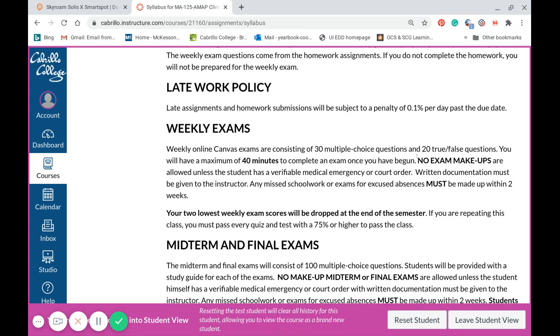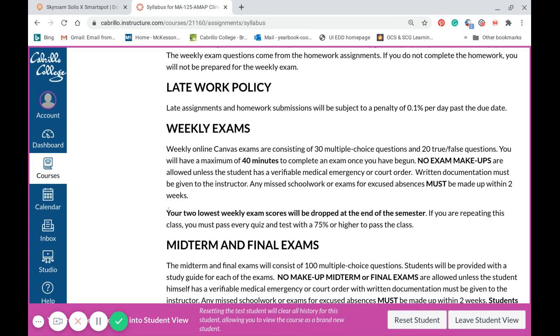No makeups unless you have a verifiable emergency or court order, or proof of why you were unable to take the exam. I think you have a week to take it, so there really shouldn't be any reason for not taking it before it closes.